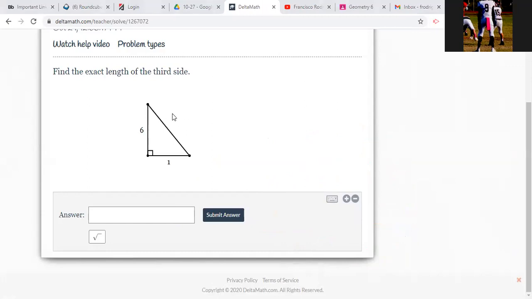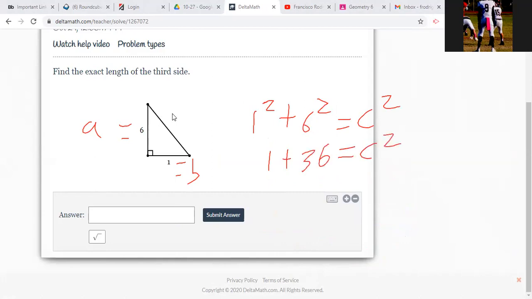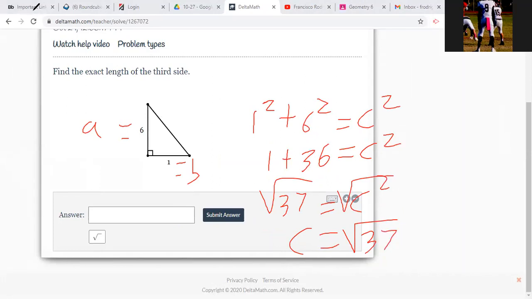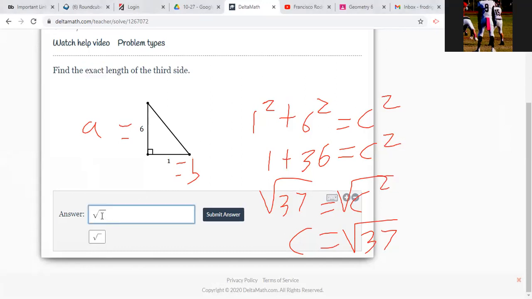In this case, we are finding our c because we have our a value and our b value. So this should be 1 squared plus 6 squared is equal to c squared. 1 squared is 1, and 6 squared is 36. That's 37 equals c squared. We're going to take the square root of both sides. So c is equal to the square root of 37. It tells you to find the exact length, so it wants you to just leave it as a square root. That's what that means.